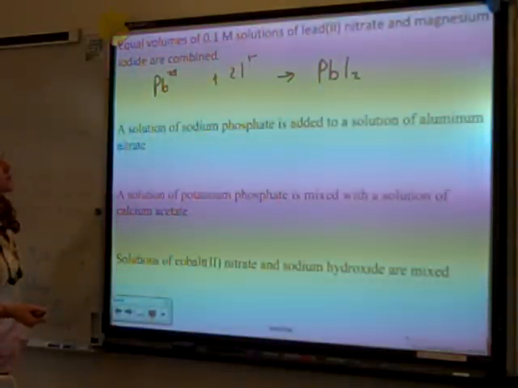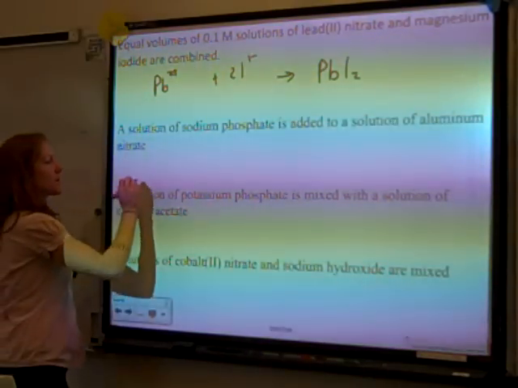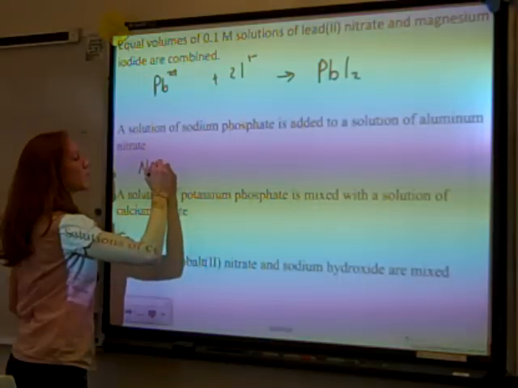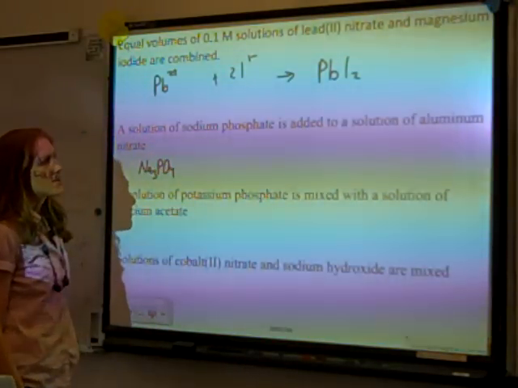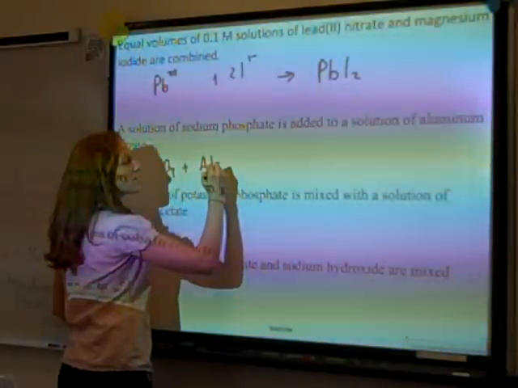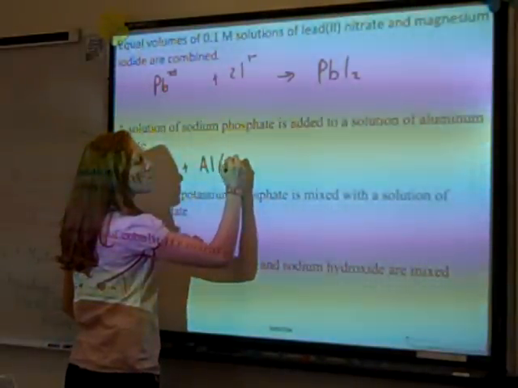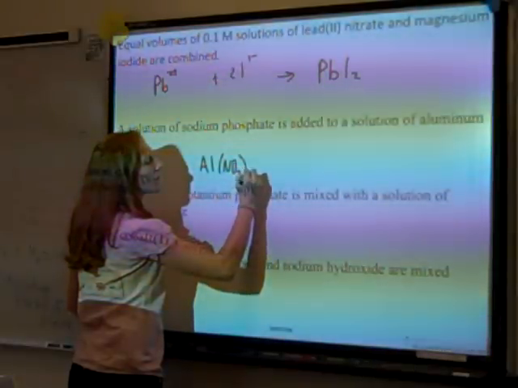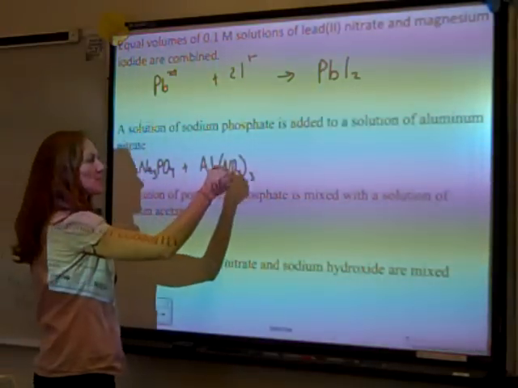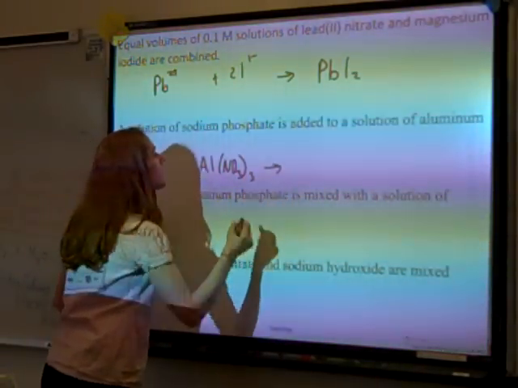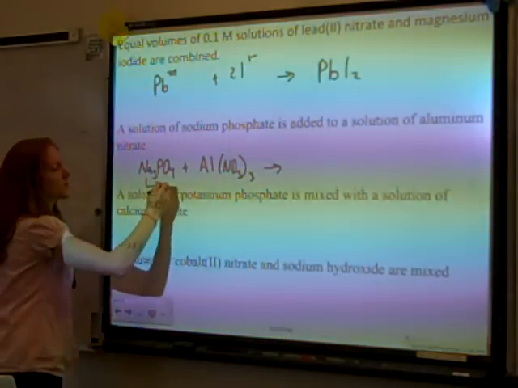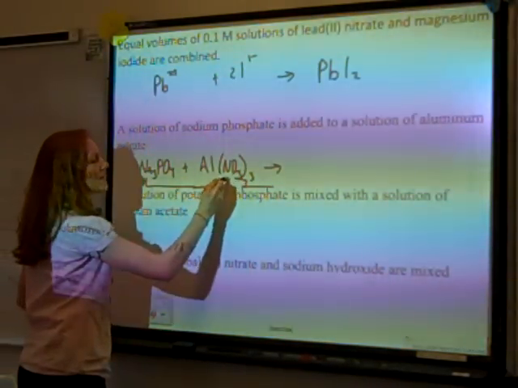Next I have a solution of sodium phosphate. So phosphate is PO4 with a 3 minus charge. Sodium is a 1 plus, so it'll be Na3PO4. Is added to a solution of aluminum nitrate. So I have aluminum is a 3 plus, and nitrate is a 1 minus, so Al(NO3)3. I've got a double displacement, and again, nitrate's always soluble, so they're making it easy for us. So I know that the sodium's always soluble too. So when the sodium pairs with the nitrate, that's definitely going to be soluble.